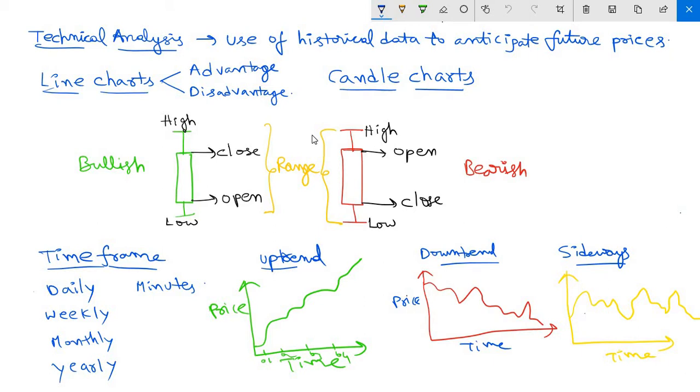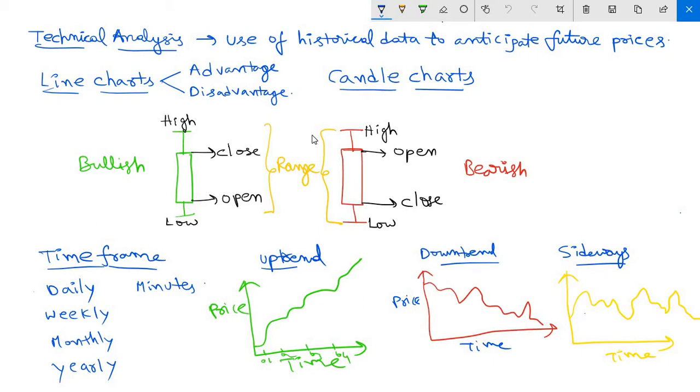There are two major ways of analyzing: line charts and candle charts. Both are used. Each has its own advantages and disadvantages, but we shall go through the first, simpler version, which is line charts. Line charts are simpler to understand, so we'll start with that.